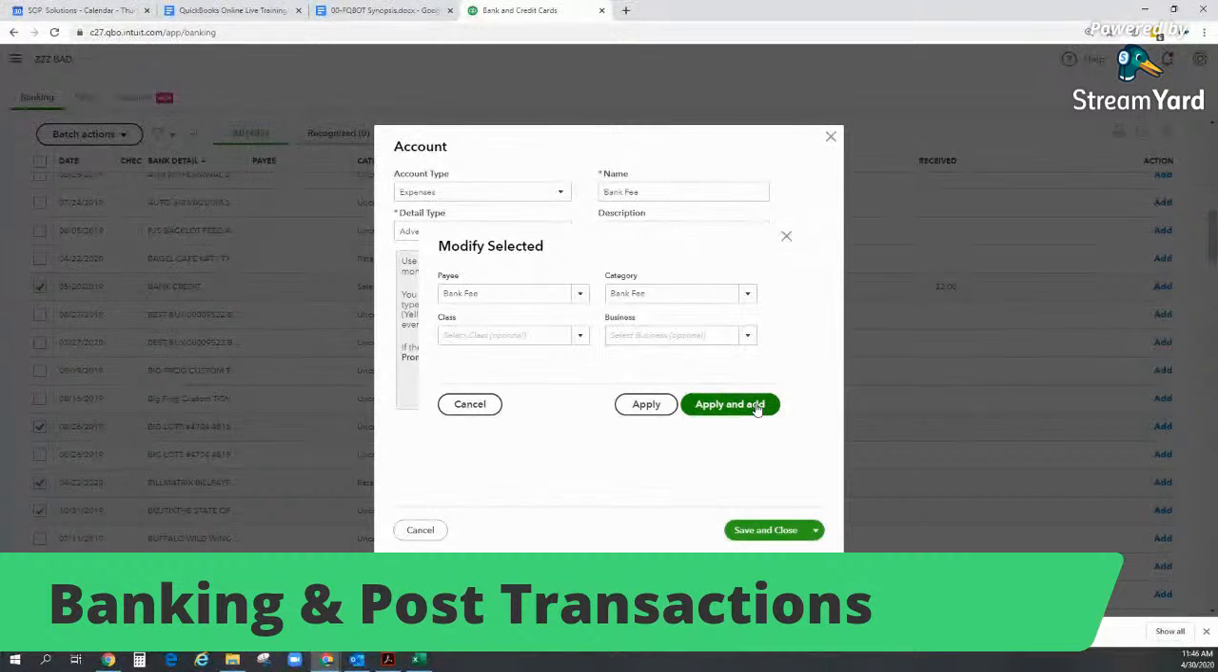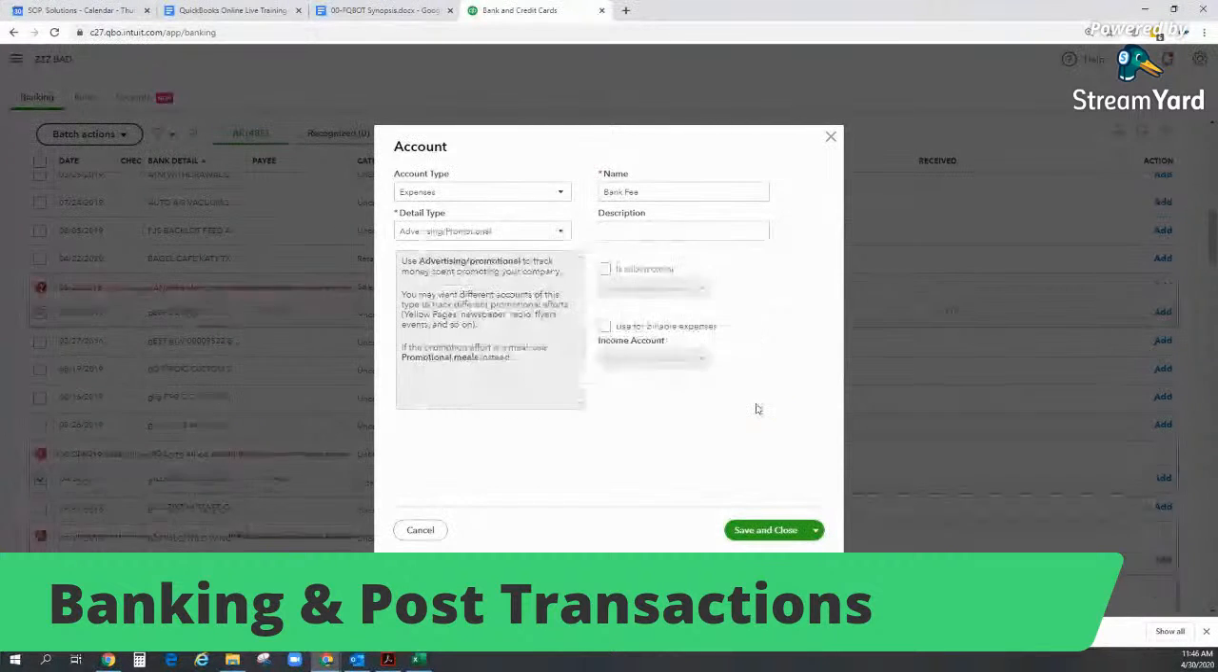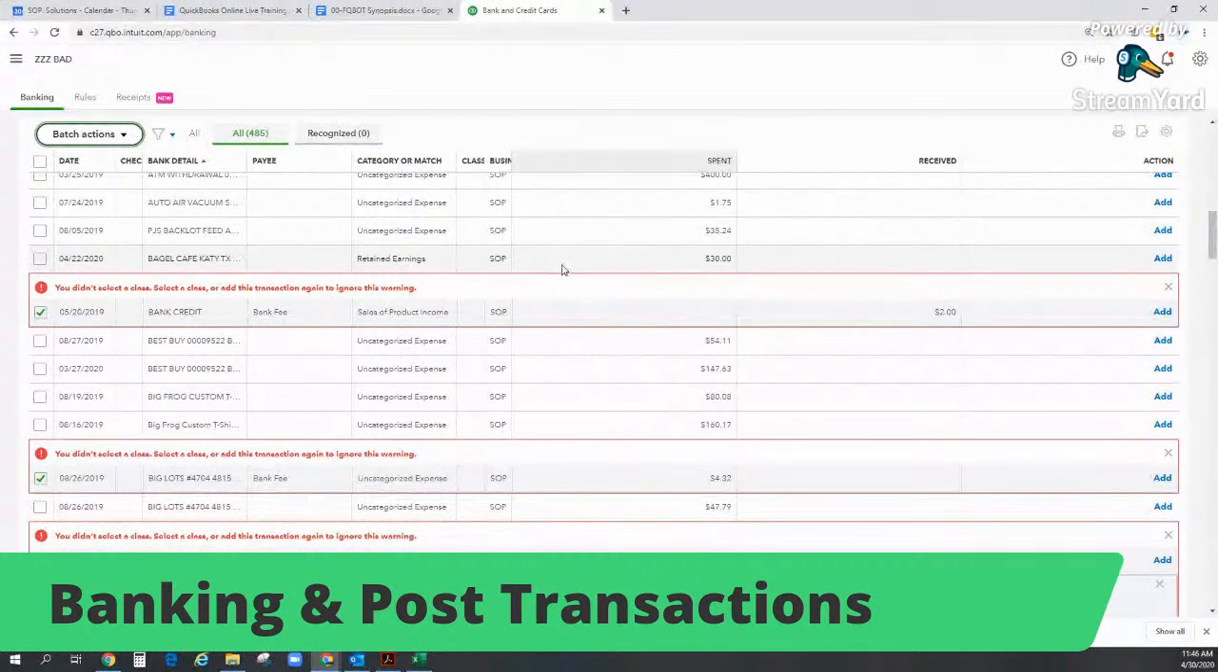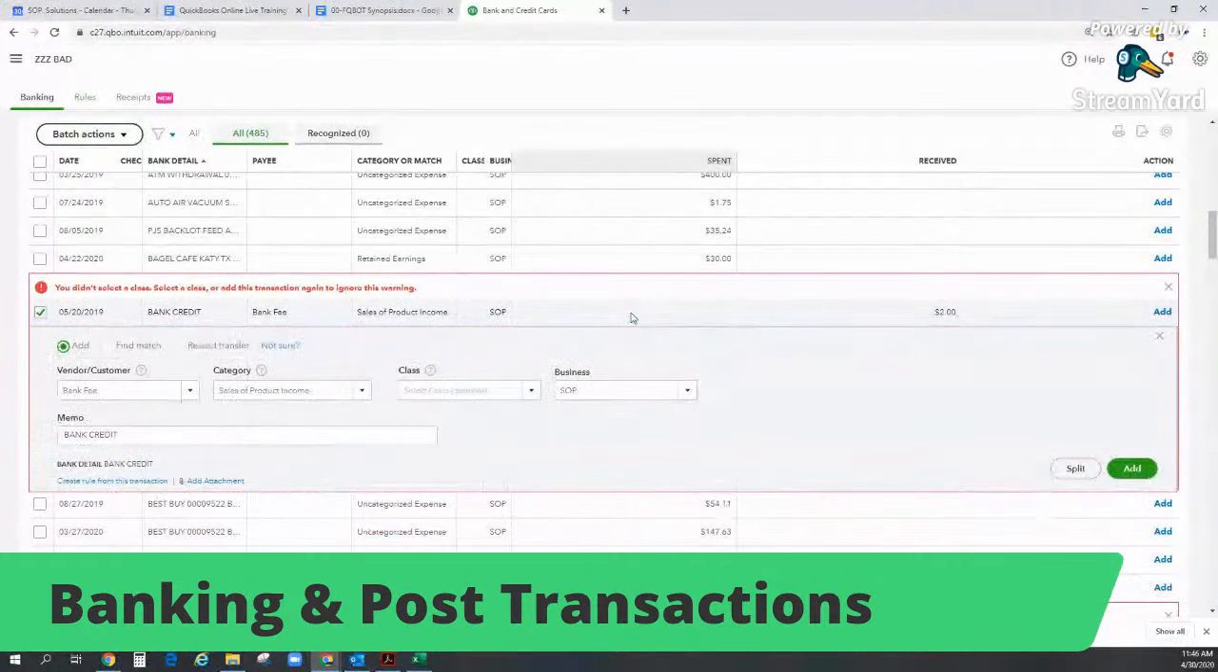I'm going to say apply and add. And it did not. Oh, there we go. Now it wants the class. Now it wants a class. It's telling me, hey, I can't post your transaction because you don't have a class. That's fine. I'm not really stressed on it. I am frustrated that it did not tell me that in the other window.